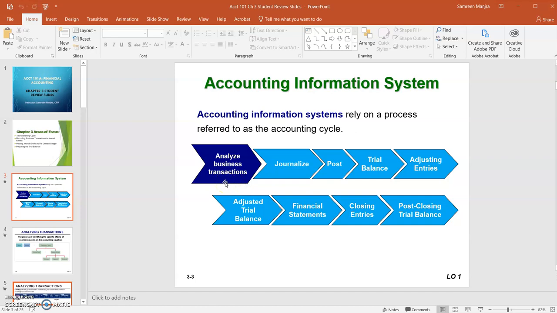So a business transaction could be purchasing inventory with cash, or it could be paying employees with cash, or it can be earning revenue from our customers, and our customers are going to be paying us later on account. So there could be a number of business transactions, and they vary from business to business, and you want to be able to read through the business transaction and figure out what accounts you learned about in Chapter 1 and 2 are going to be impacted. Once you identify the accounts, you're going to be able to record the journal entry.